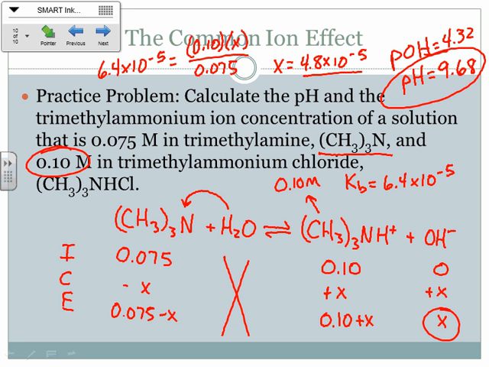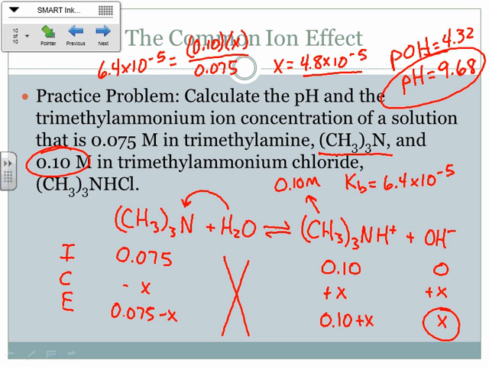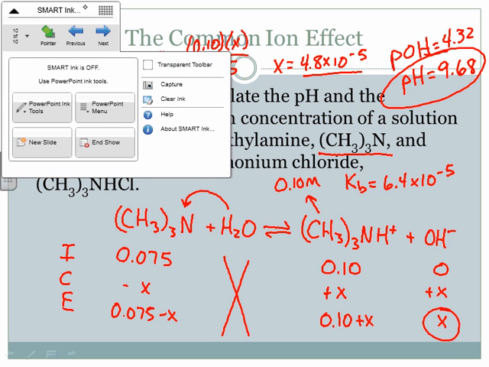Now again, I would expect that the pH of trimethylamine in water would be higher than that, because we put some of its conjugate acid in there. That's going to lower the pH of this solution just a little bit. All right, so that's that. Sorry that last part took me a little while to work through. We'll see you guys in class.